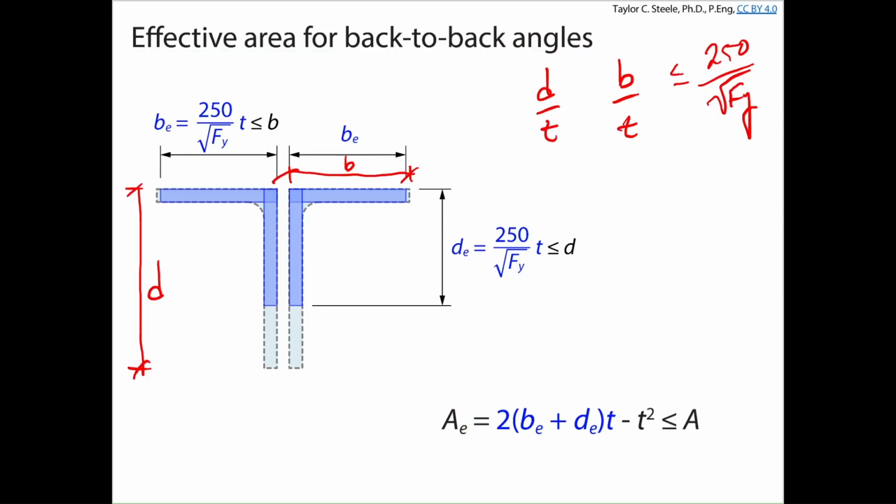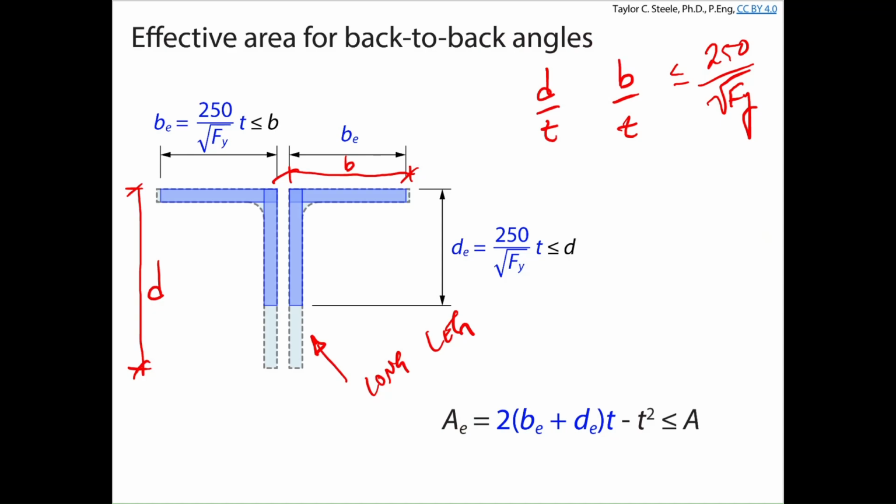And if either one is greater than 250 over square root of Fy, we're going to get rid of the parts that cause us issues. We're going to calculate an effective D value and an effective B value that meet Table 1 requirements. It doesn't always mean that both legs will exceed Table 1 limits, but for these types of situations, it's quite common for the long legs. It's more common for the long legs because the D value is bigger, but the thickness is always the same for the angles. It's common for the long legs to exceed Table 1 limits.